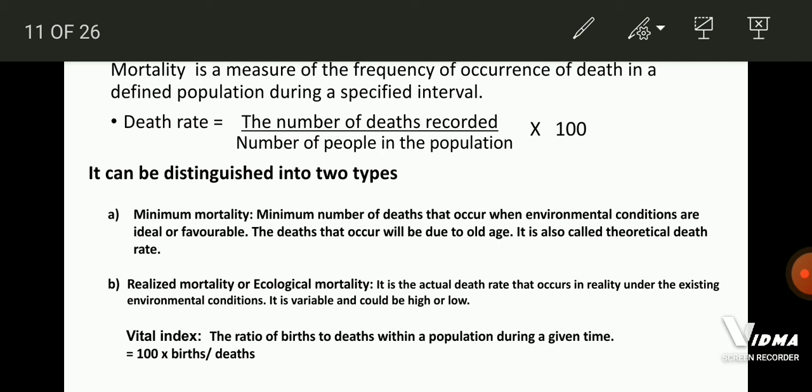Then you should know what is meant by vital index. For 1 mark, they may ask a question on it. So vital index is the ratio of births to deaths within a population during a given time multiplied by 100.